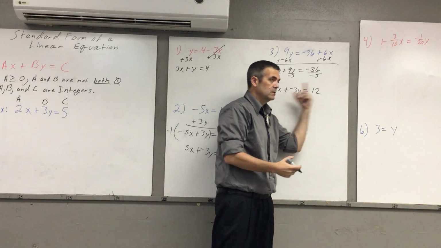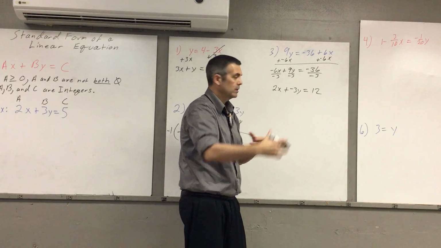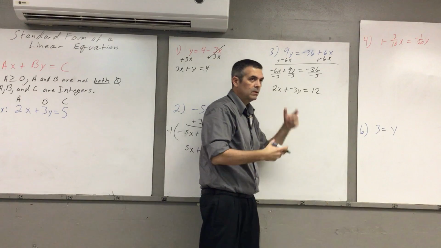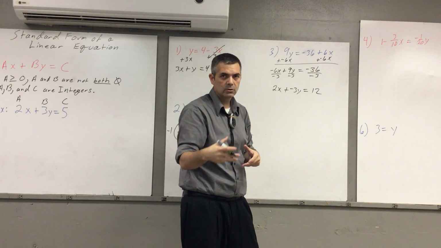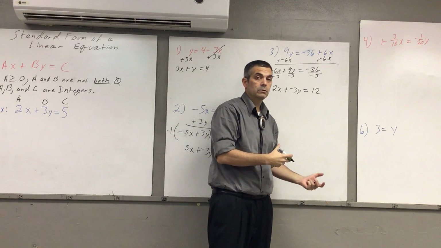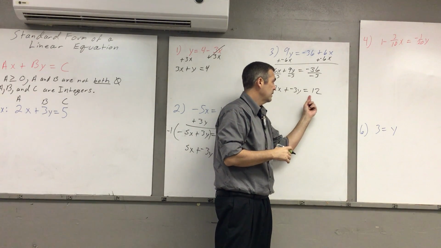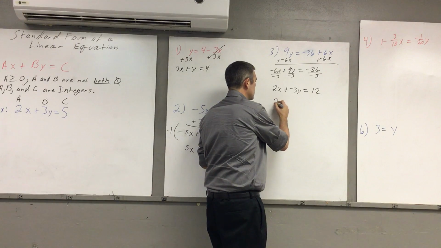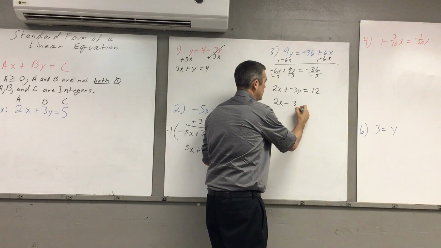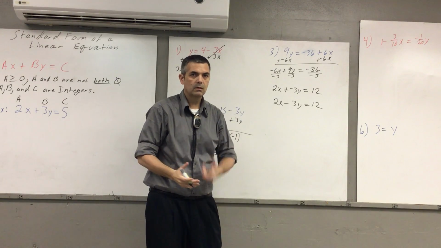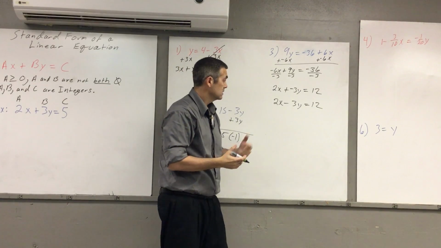Now that comes into play also again in other things that we do, but we want this to be in our simplest form. So if something can divide evenly into each one of our terms, we want to make sure to do that so we have it in its simplest form. 2x plus negative 3y equals 12. You could also write this like this, 2x minus 3y equals 12. Those two things are the same thing.